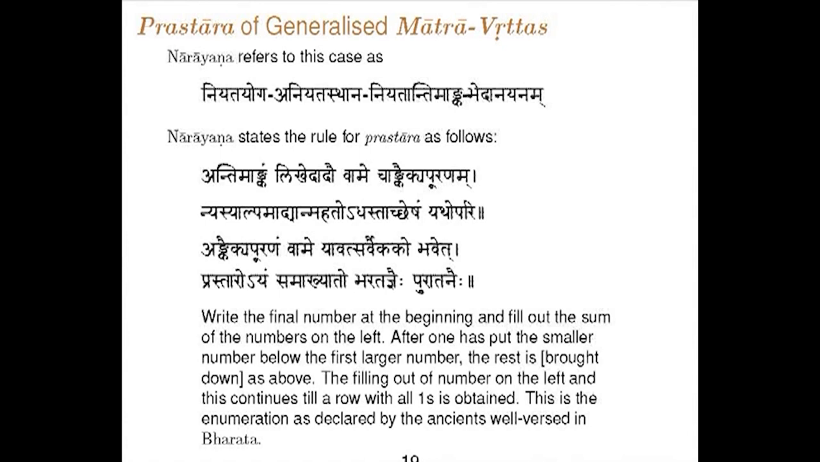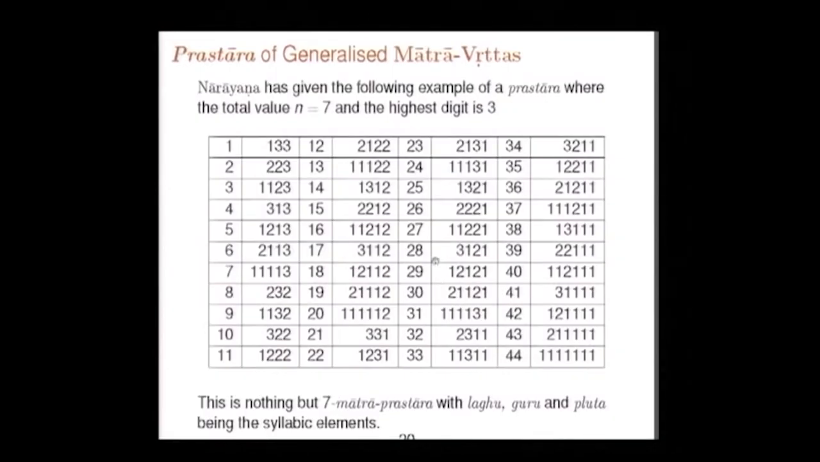In his formulation he has put this, the Matravritta prastara. Then the rule for prastara is standard, only he extols Bharata. This is the rule for prastara as declared by the ancients, well versed, Bharatajnyai puratanaihi prastaroyam samakhyata. So the rule is exactly what we had done earlier. Let us look at this example and understand the truth.